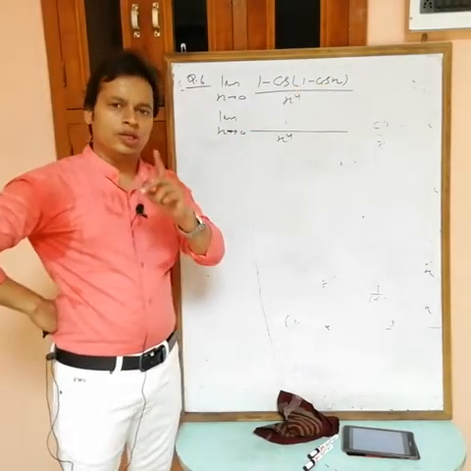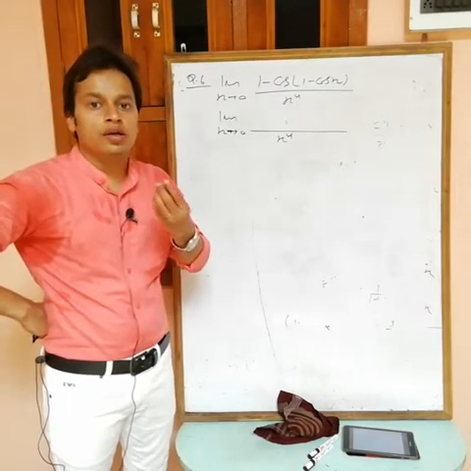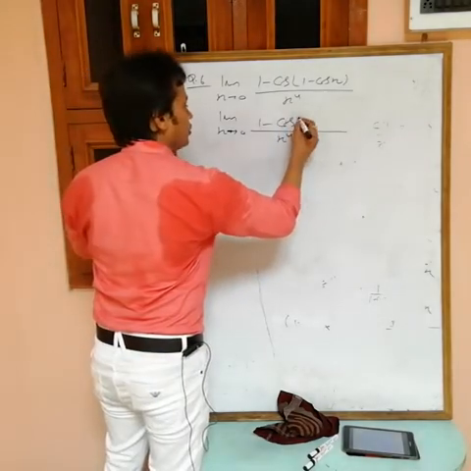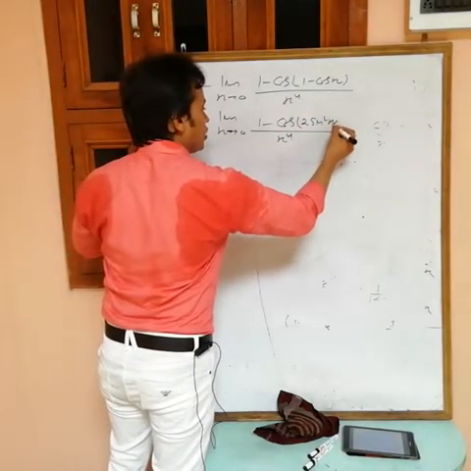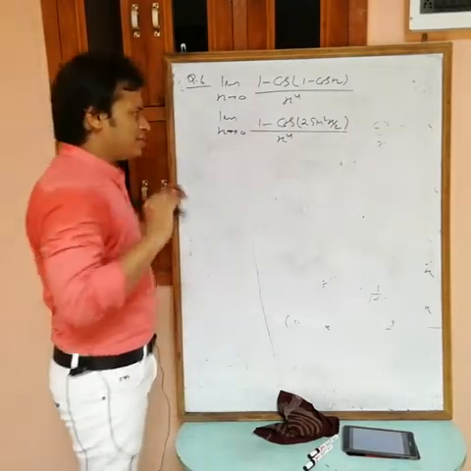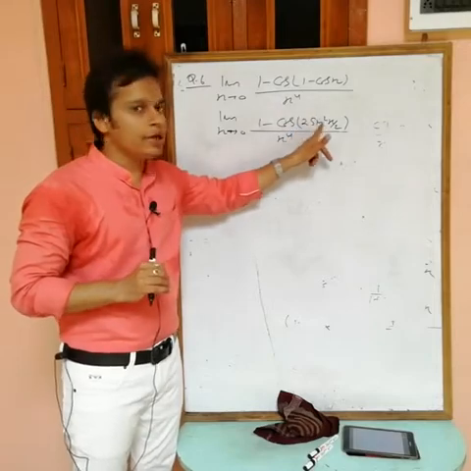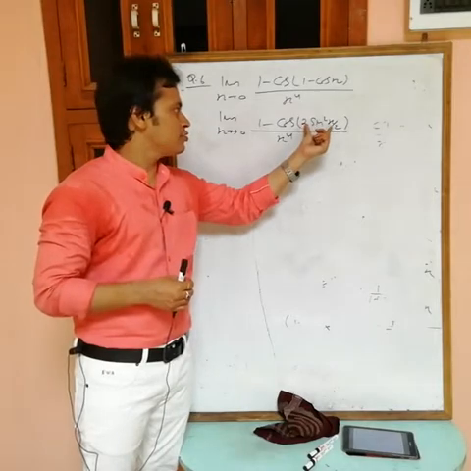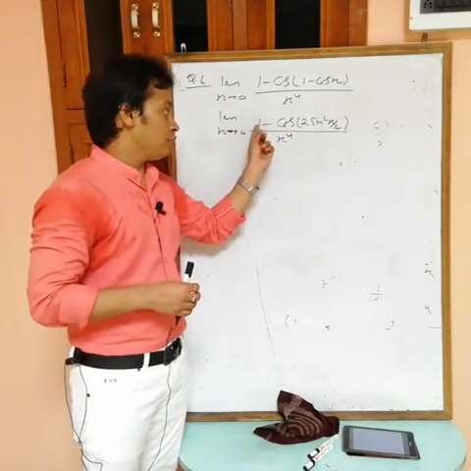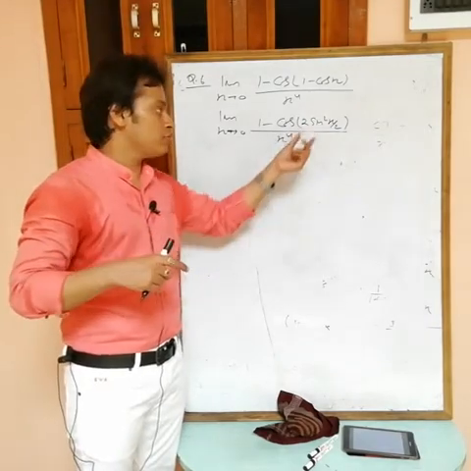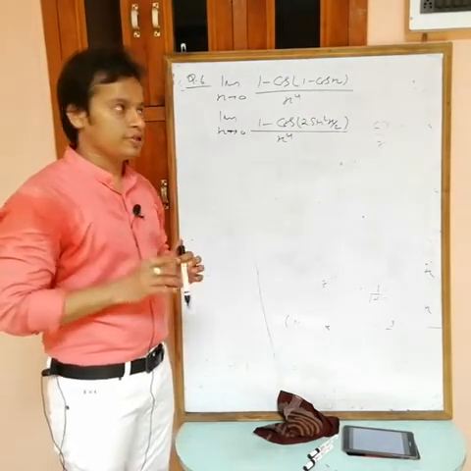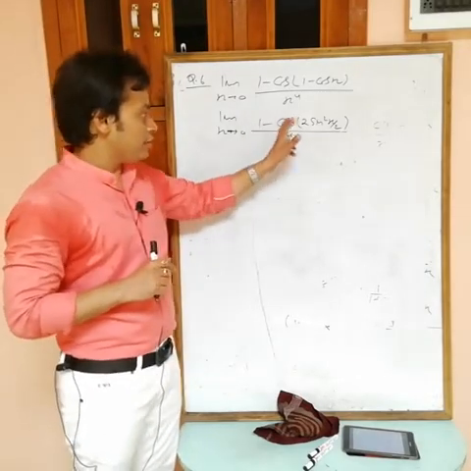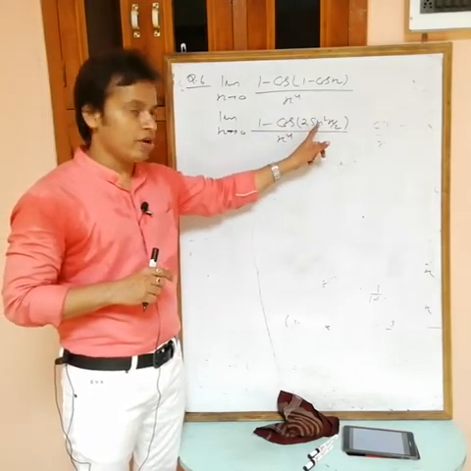For 1 minus cos x, we have the formula 2 sin square x by 2. 1 minus cos x can be written as 2 sin square x by 2. Now see, this is like 1 minus cos x, obviously, and when you put x equals to 0, this x is going to 0, approaches 0. So 1 minus cos x is also going to 0. So I can use that standard limit now, 1 minus cos x by x square. 1 minus cos x, then in the denominator what do you want? The square of this one.